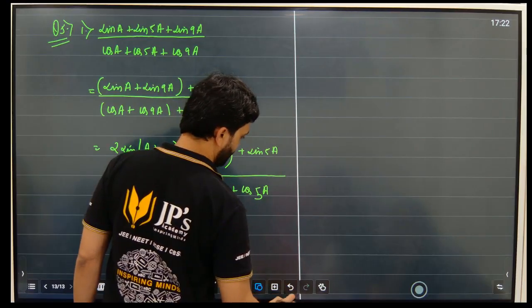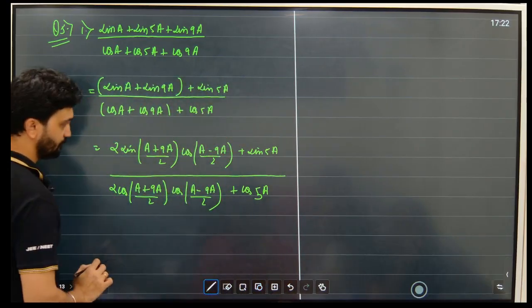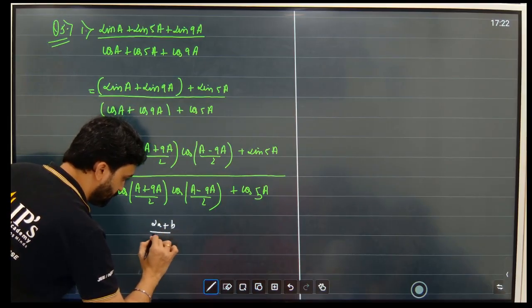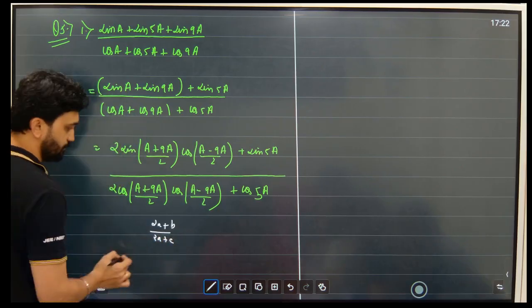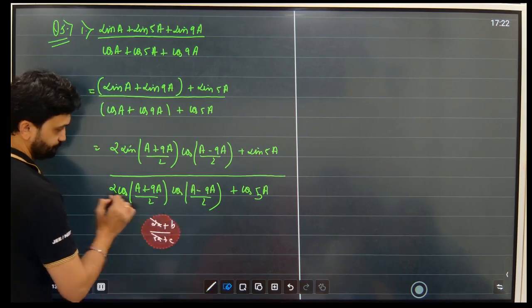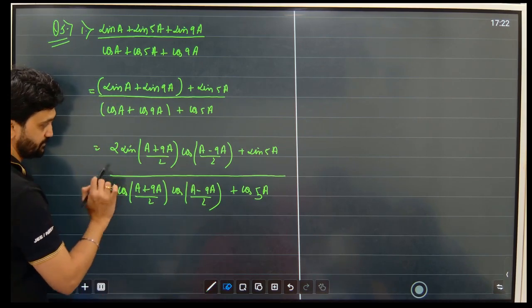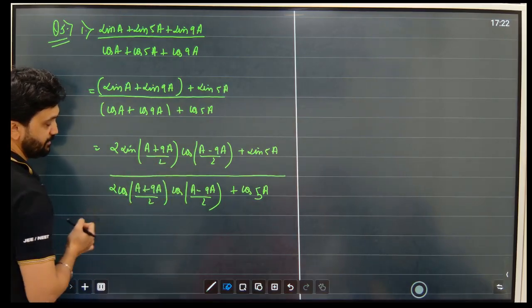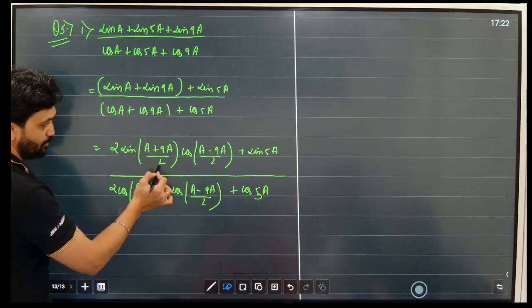Can you cancel anything if there's a plus sign? Of course not. If you have 2a plus b upon 2a plus c, can you cancel 2a to a? Why? How can I cancel 2 here then? So be very careful when you're doing these kind of sums. Now tell me first thing, what will this become? What is a plus 9a? What is 10a by 2?